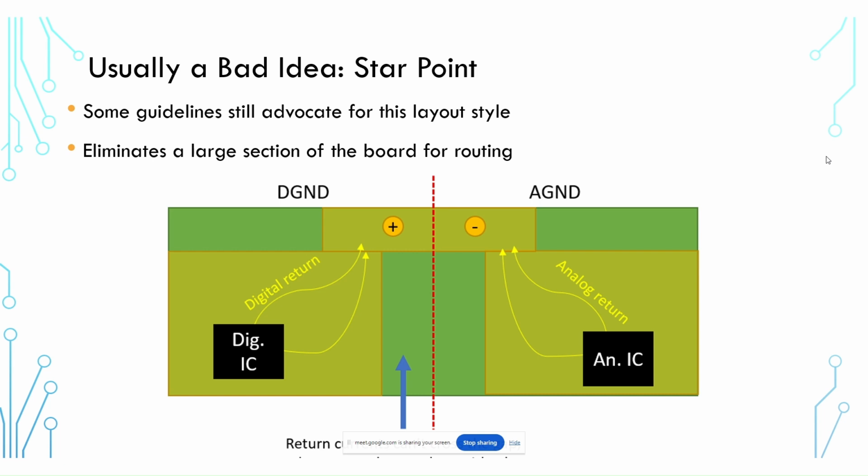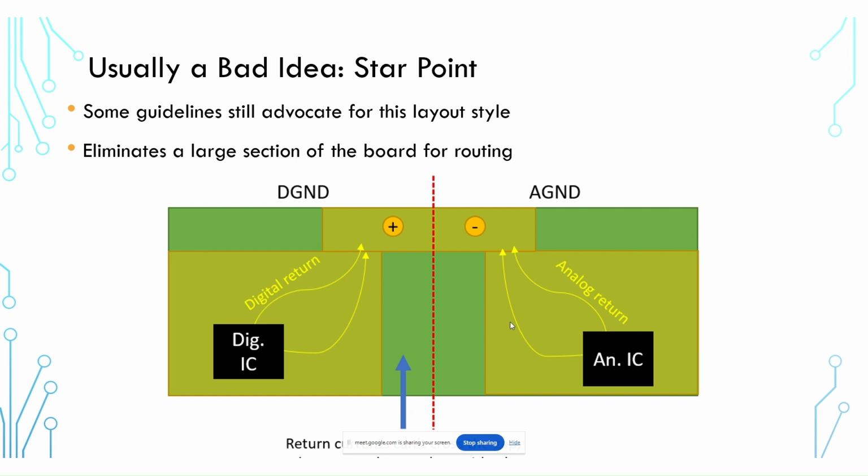Now, I say this is usually a bad idea because what happens if we have to route something between the digital IC and the analog IC? That's actually quite common in mixed signal boards. Let's say this is our microcontroller on the left, and it needs to control some interface on the analog IC on the right. This could, for example, be an ADC or a DAC, and those are, of course, digitally controlled.